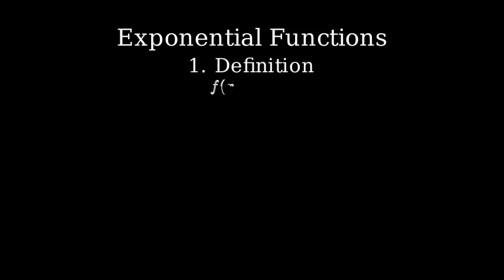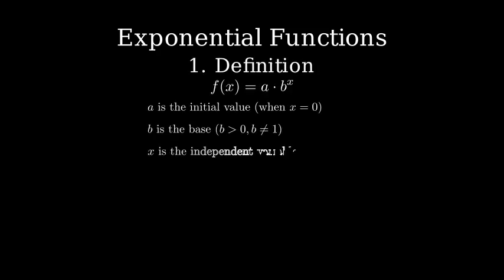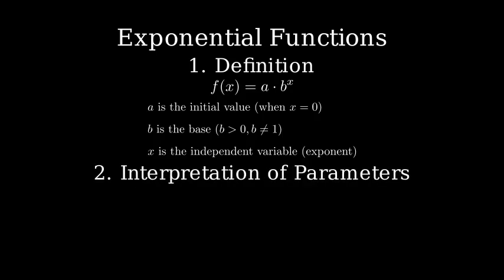An exponential function has the form f of x equals a times b to the power of x, where a is the initial value, the value when x equals 0, b is the base, a positive constant not equal to 1, and x is the independent variable or exponent. Now, let's interpret what these parameters mean for the behavior of the function.